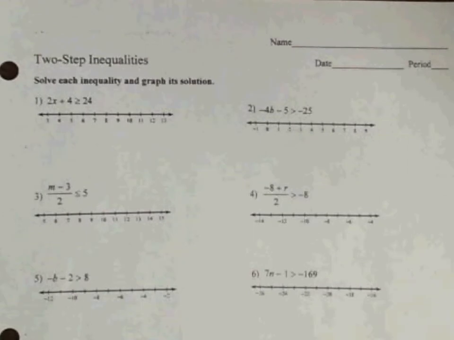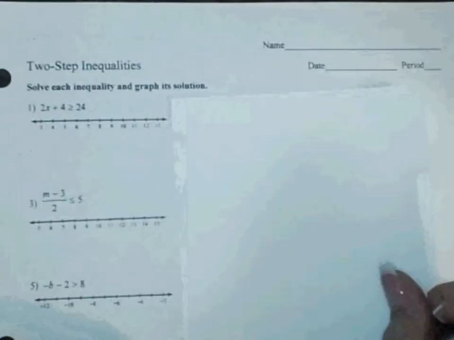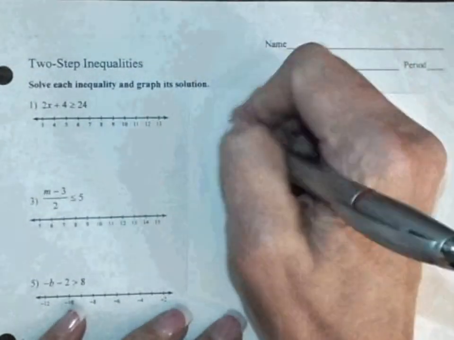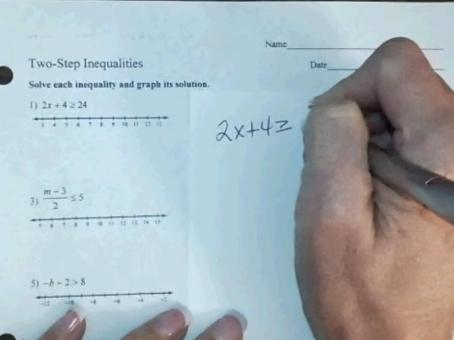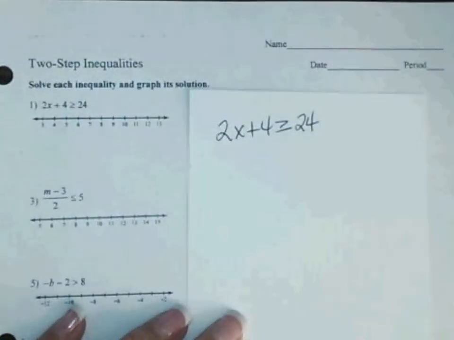We didn't get to go over this very much in some of my classes, so I wanted to do some extra examples on the two-step inequalities homework that we had. And so I'm going to pick some different ones, some different types, and do those together with you. So on number 1, you have 2x plus 4 is greater than or equal to 24.